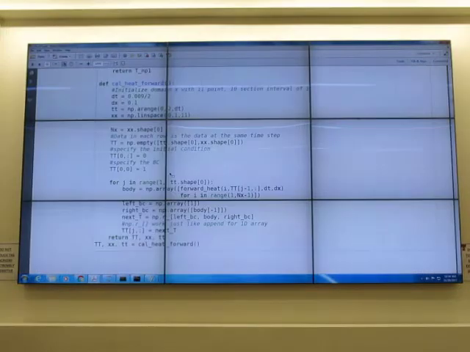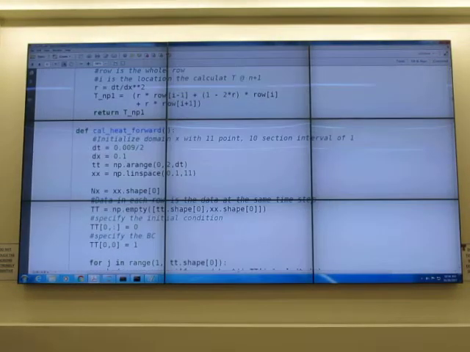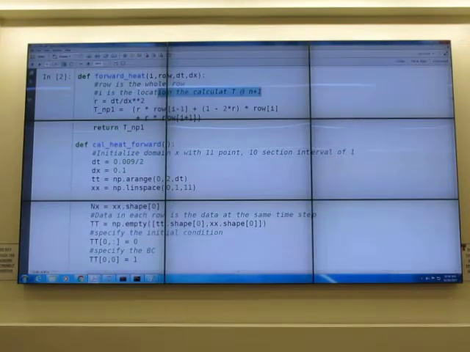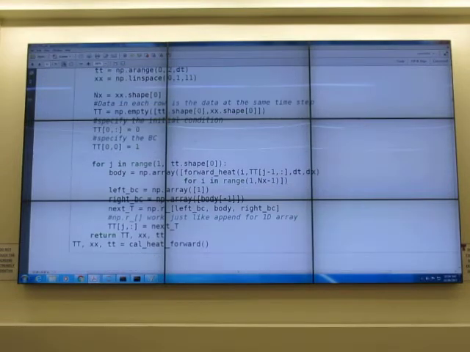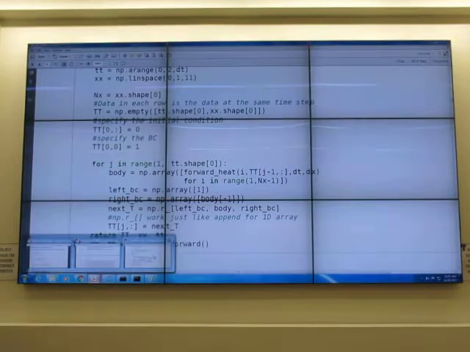Okay, the code. Forward heat, not many lines, and I have just one for loop. The temperature in the battery and the temperature at the left battery and right battery, I keep updating layer by layer and go to the next layer. I mean the next time slice. Keep moving in time. Done. That's a forward scheme.